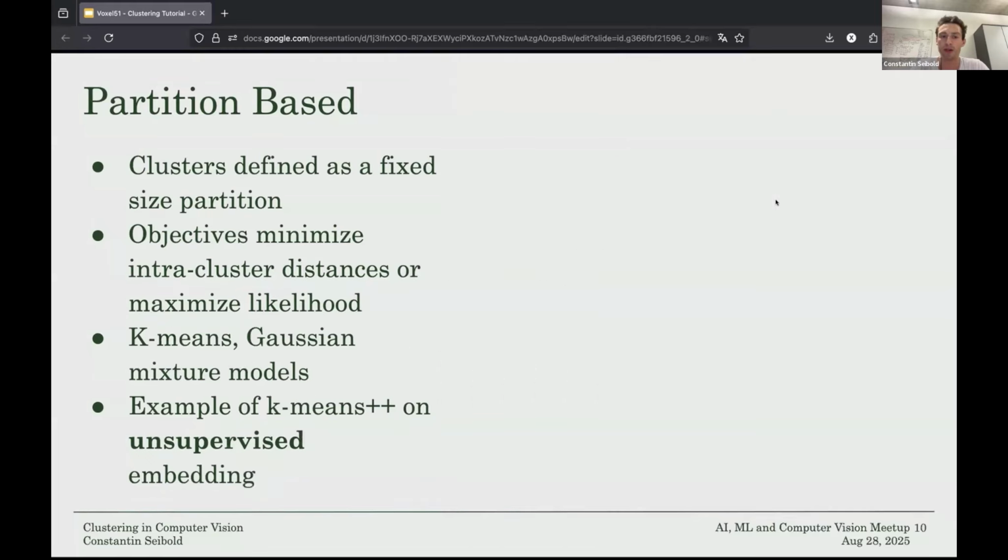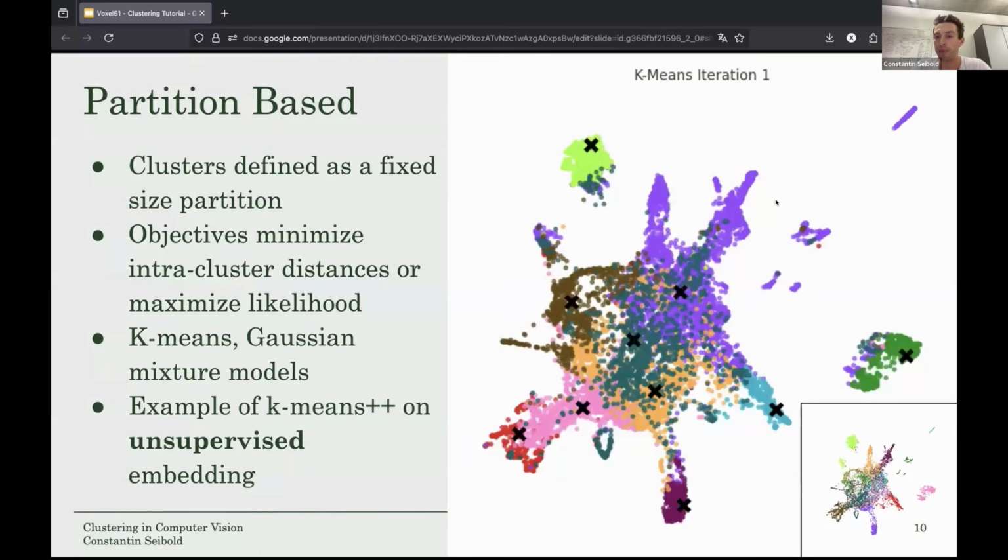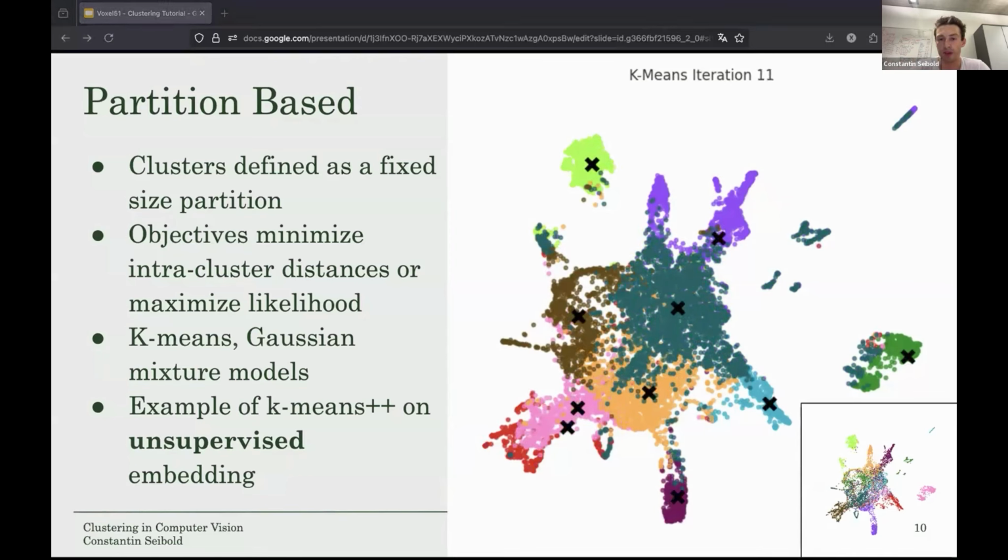When we now, however, transfer to a more realistic case where we don't have the embedding known prior and use some unsupervised embedding like DINOv2, the visualization looks like this, a bit more complex. But well, if your data is rather easy, k-means can already predict similar clusters as in your ground truth data.